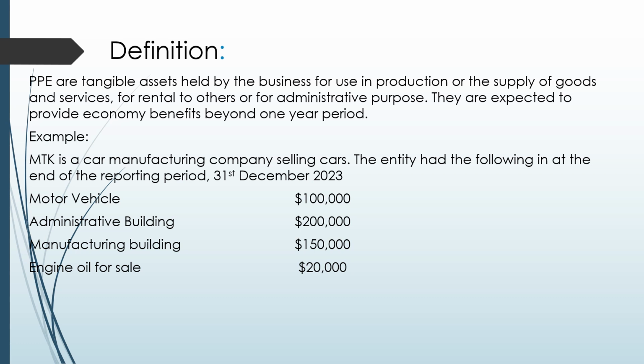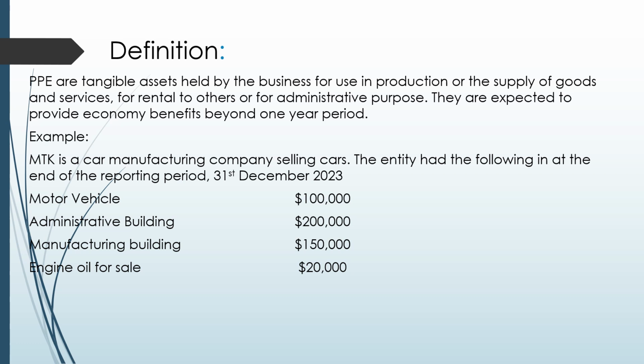For example, MTK is a car manufacturing company selling cars. The entity had the following at the end of the reporting period, 31st December 2023. So we identify motor vehicle to be $100,000, administrative building to be worth $200,000, manufacturing building to be worth $150,000, engine oil for sale to be worth $20,000.